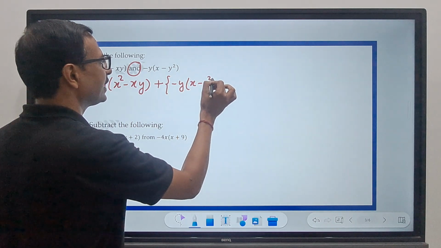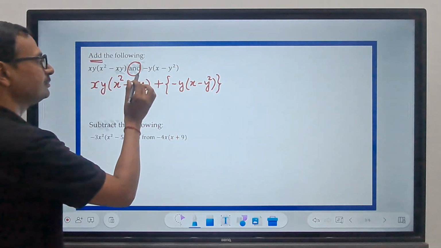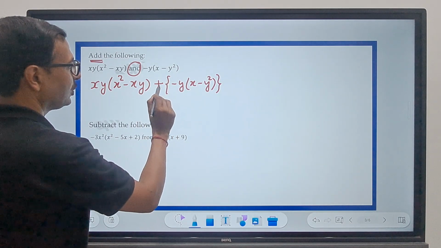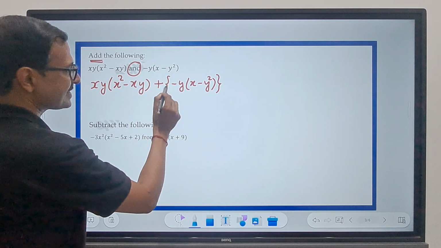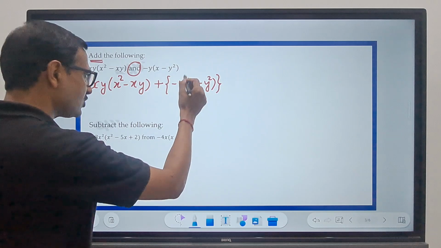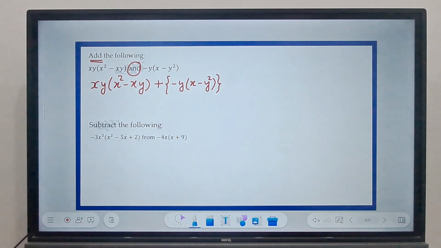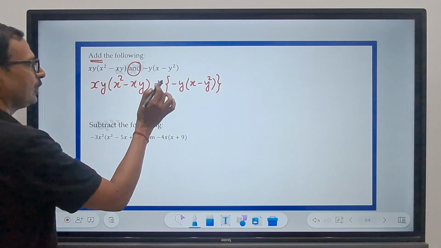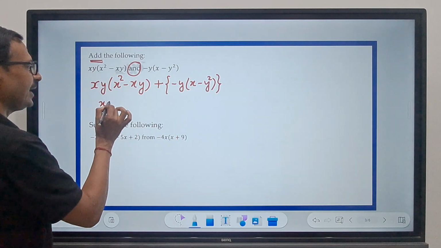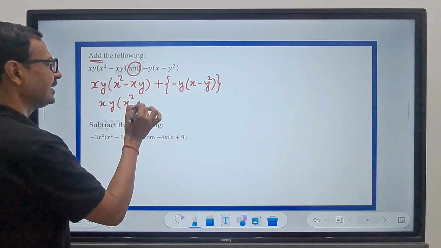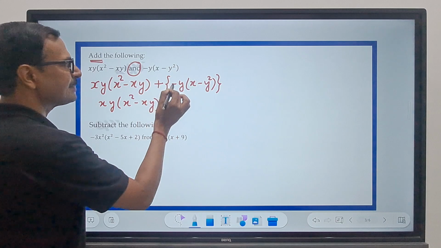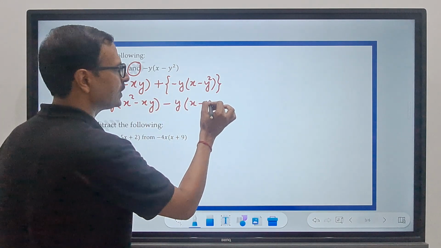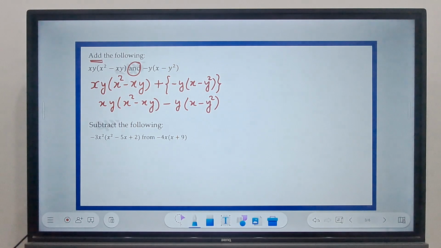minus y square. Now why did I use the big bracket? Because I have to put a small bracket here to separate out the two signs, plus and minus, but there is already a parenthesis used, so I use the curly bracket. Now I need to remove the curly bracket first. So xy, x square minus xy, plus minus makes a minus, y, x minus y square. So I don't have a curly bracket now.